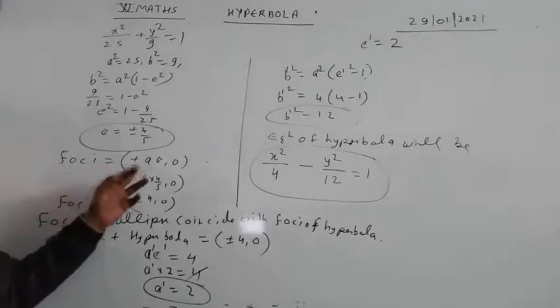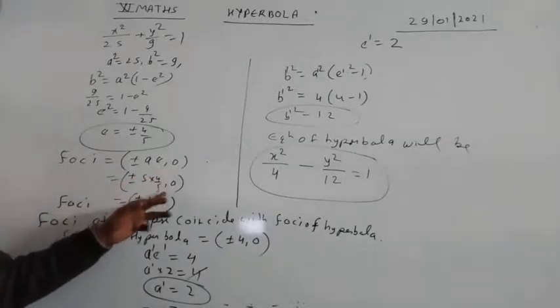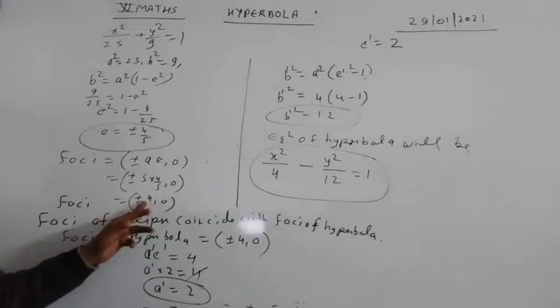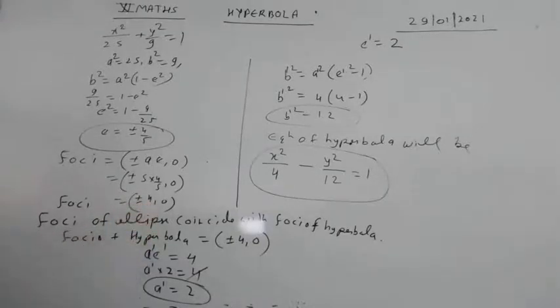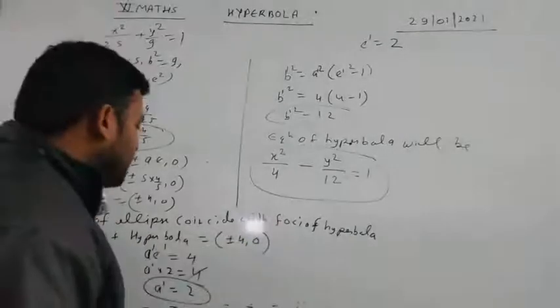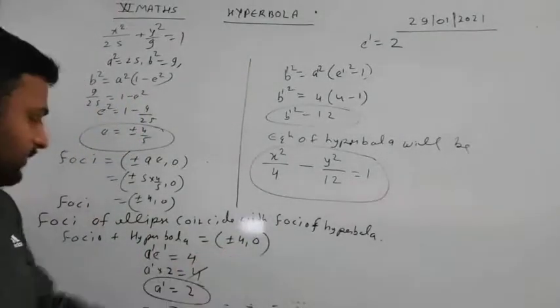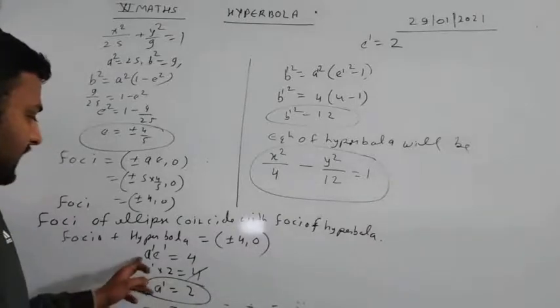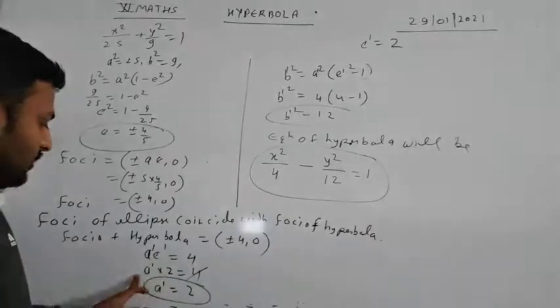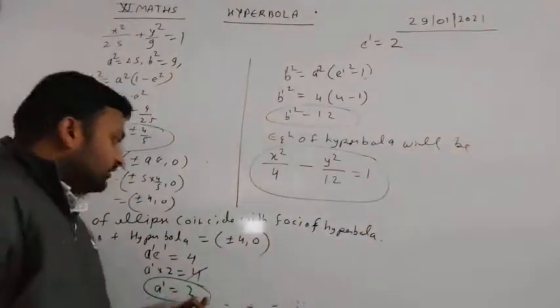The question says that the focus is plus minus a comma 0. So 5 into 4 by 5, which is 4, so the focus is plus minus 4 comma 0. Okay student, so the foci of the ellipse coincide with the foci of the hyperbola. So it will be plus minus 4 comma 0. So a dash e dash is equal to 4, and a dash is 2, student.